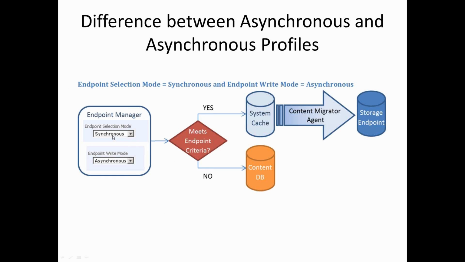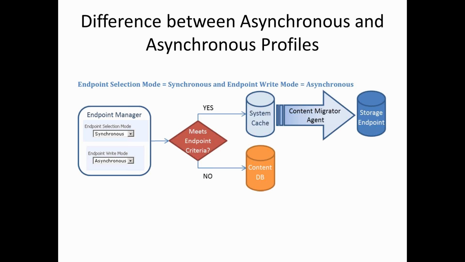So when you have the endpoint selection mode as synchronous and endpoint write mode as asynchronous, the criteria is checked at the first level, when you upload any content. If it meets the criteria, then it puts it in the system cache. So it does not write everything to the system cache. That's the only difference. It first checks the criteria or the filter conditions, and then puts it into the system cache if it meets them. If it does not, it will go to the content database.